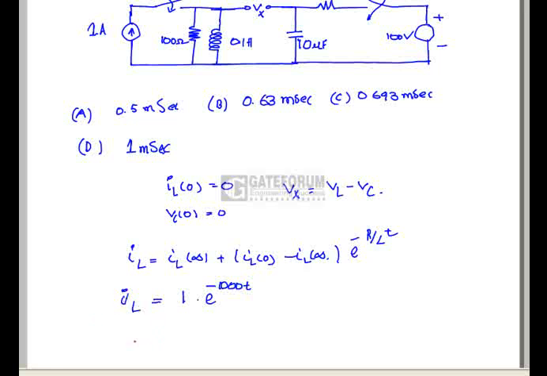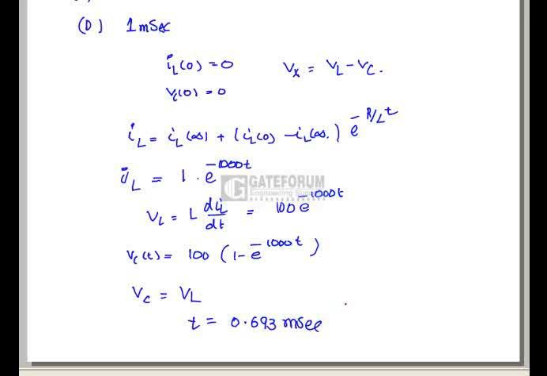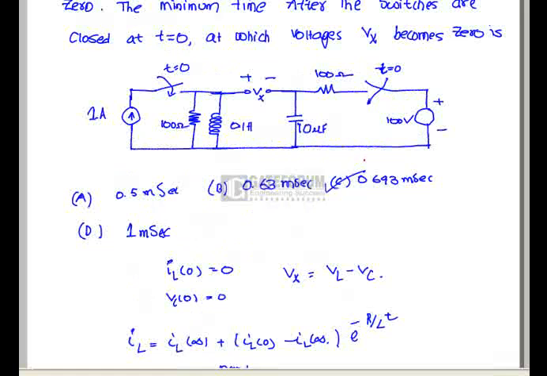If we write the equation, VL equals L dIL by dt, which equals 100 e power minus 1000 t. Similarly, Vc of t equals 100 of 1 minus e power minus 1000 t. If we equate Vc equals VL, then we will get t equals 0.693 milliseconds. Hence option C is correct.